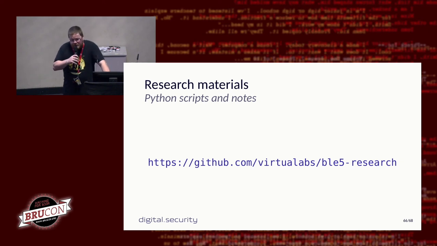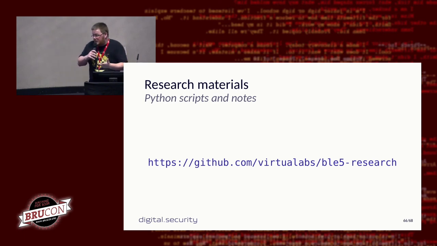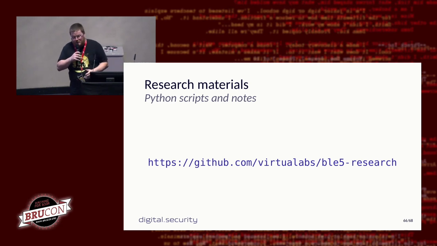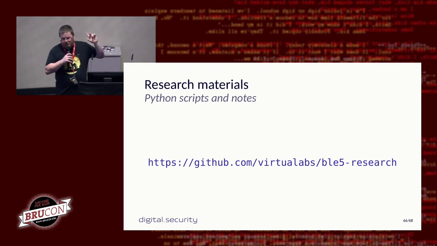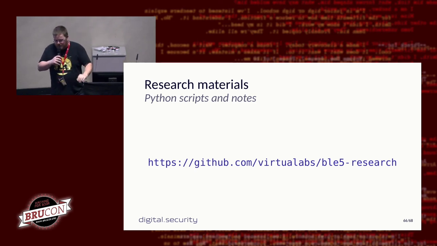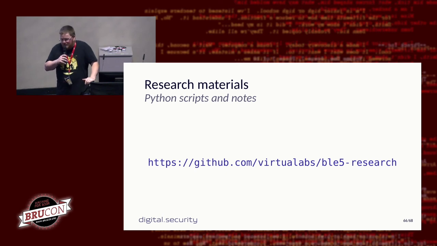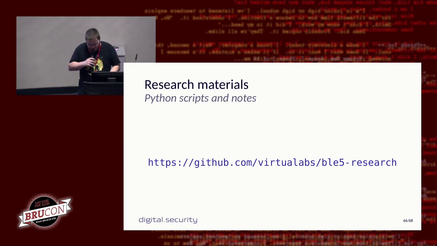I also put all my research materials, such as the scripts you saw in the videos, on GitHub. If you want to have a look at it, test it, or experiment with this BLE5 new channel selection algorithm, it's available. I also developed some kind of Dieharder tests just to try to evaluate the PRNG robustness, but it's weak, so it failed almost all the tests.